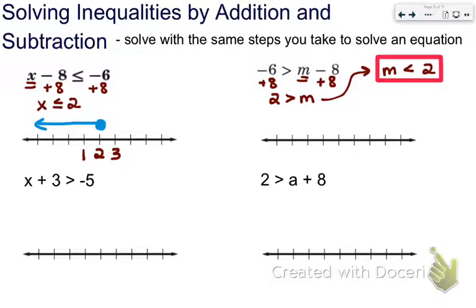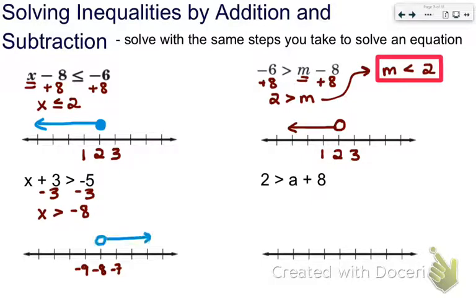So again, I need a critical point of 2, and 1 number on both sides, so 1 to the left, 1 to the right, and because of the symbol, we need an open circle, and it's less than, so it's going to the left. Our third example, we need to start by subtracting 3 from both sides, giving us x is greater than negative 8. So let's plot negative 8 and one number on each side. So be careful when you do negatives, because negative 9 should be to the left, negative 7 is to the right. Because of the sign, we need an open circle at negative 8, and because it's greater than, we need to go in the greater than direction, which is negative 7, negative 6, negative 5, so to the right.